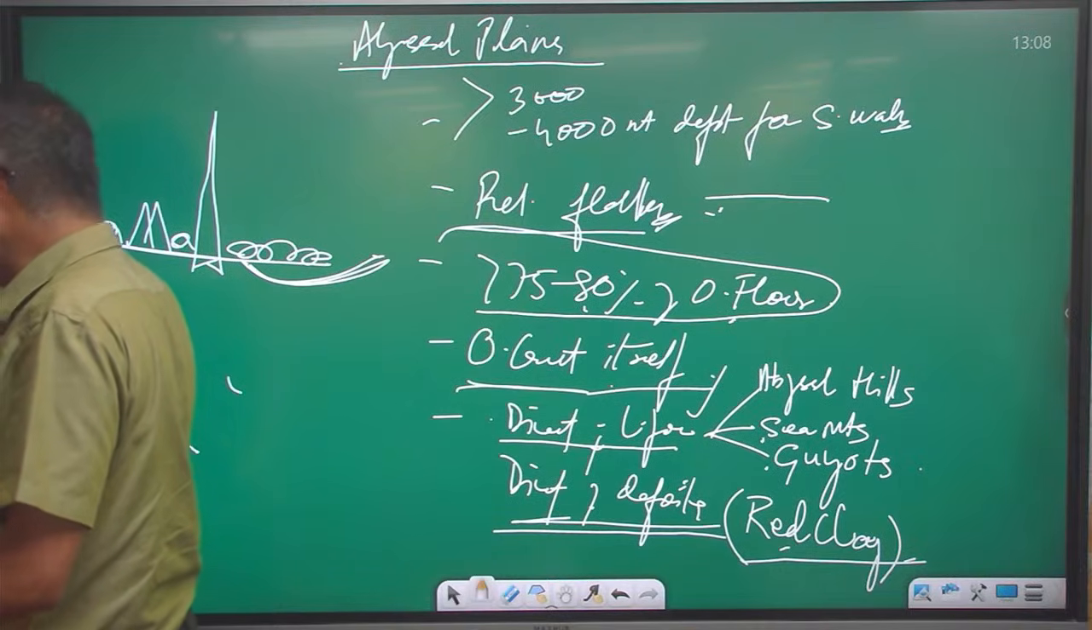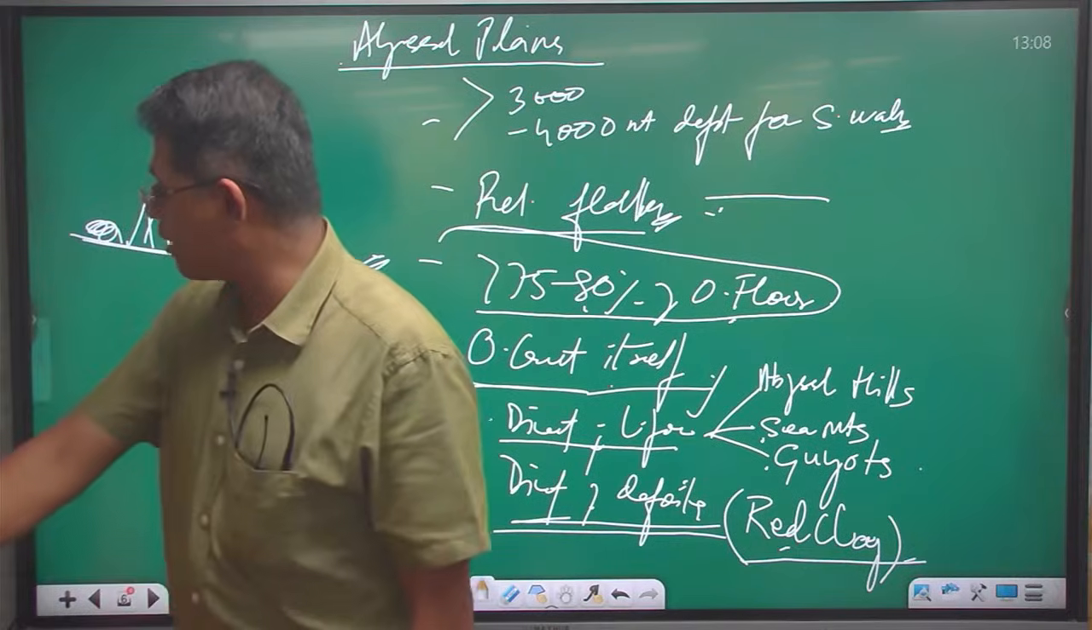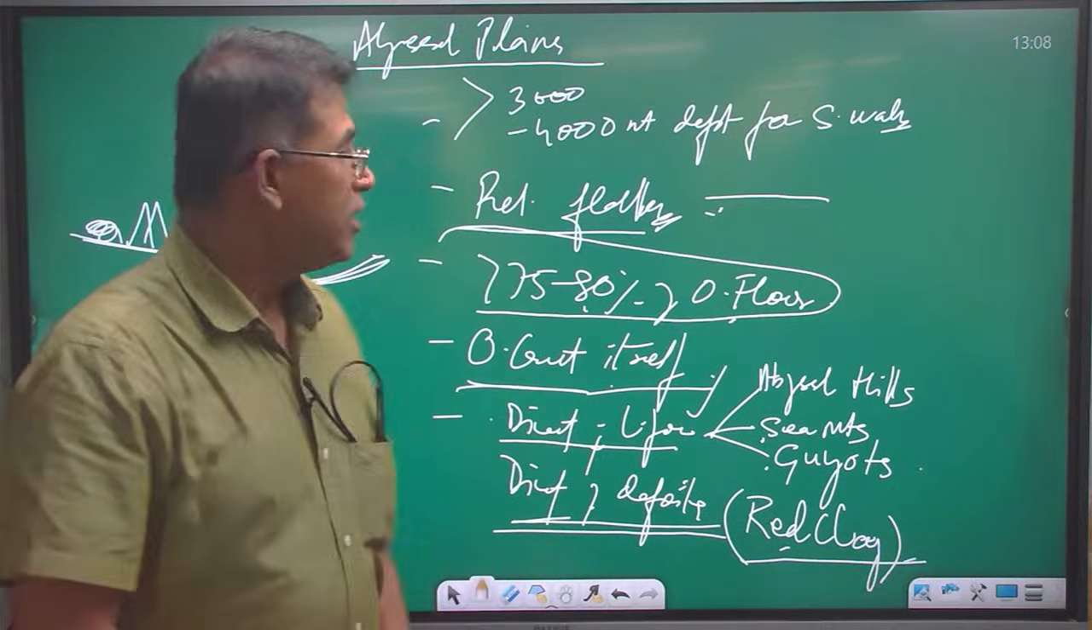Yes, Hawaiian Islands are one type of sea mounds. Okay, volcanic accumulation hotspots. Okay, so I'm moving on from here.